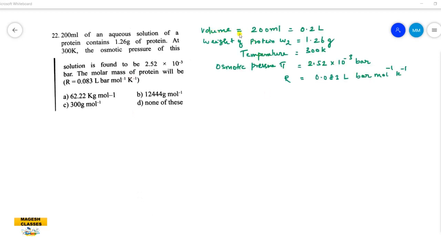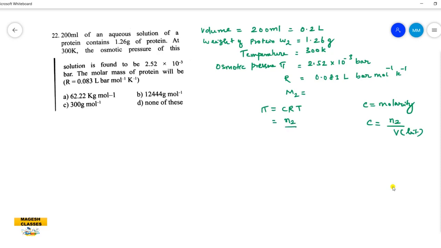Volume of the solution is 200 ml, it is 0.2 liter. Weight of the protein W2 is 1.26 gram. And the temperature is 300 Kelvin. Osmotic pressure pi is equal to 2.52 into 10 power minus 3 bar. And R is equal to 0.083 liter bar mole inverse Kelvin inverse. And what is the molecular mass? The colligative property osmotic pressure is related to the concentration in molarity by the equation pi is equal to CRT. Here C is the molarity. It is nothing but the number of moles of the solute upon the volume of the solution in liter.